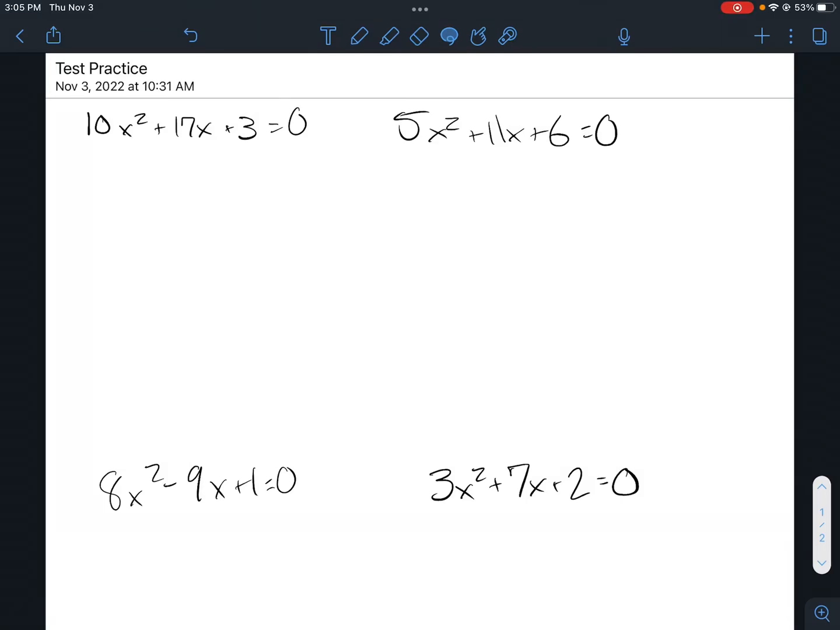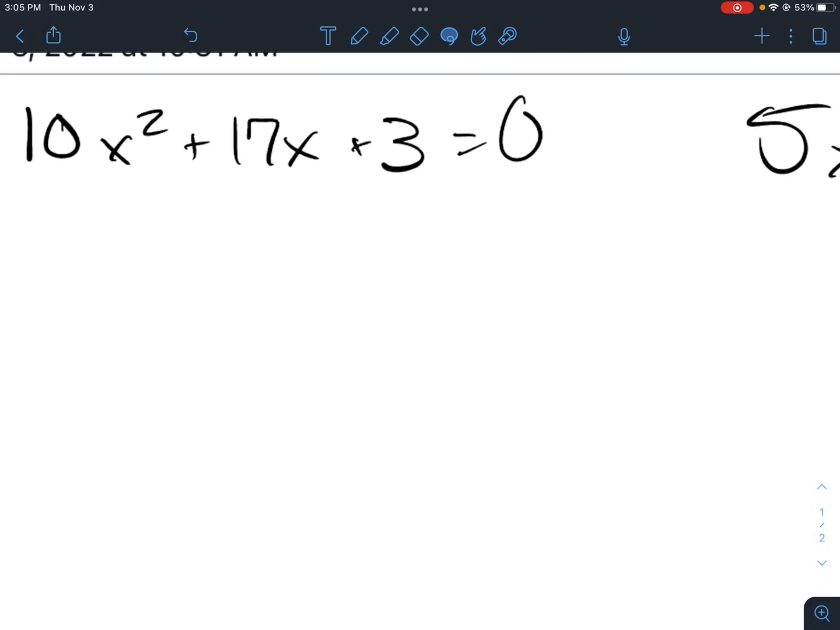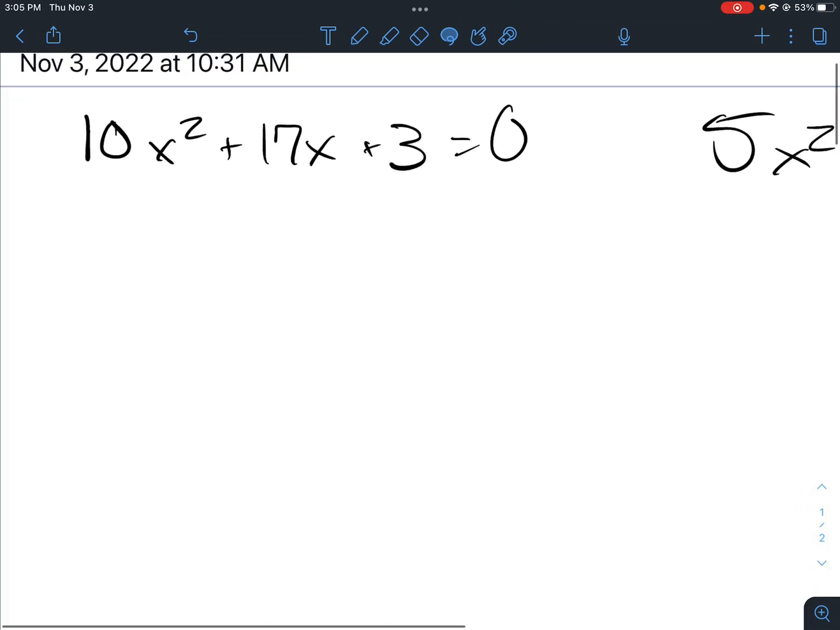Alright guys, so let's go ahead and do some test practice for our upcoming test tomorrow. So let's start factoring. Remember, we're doing all these factoring by groupings.